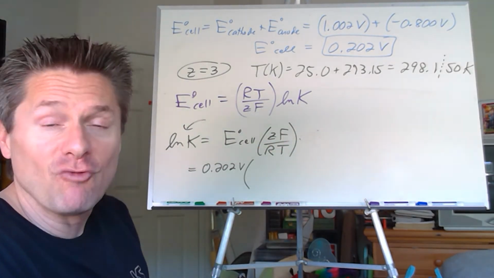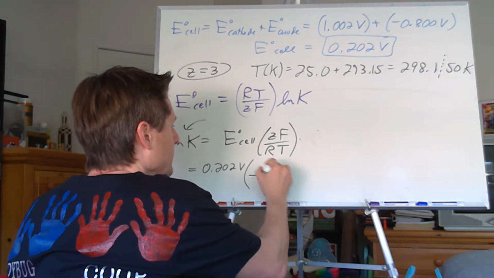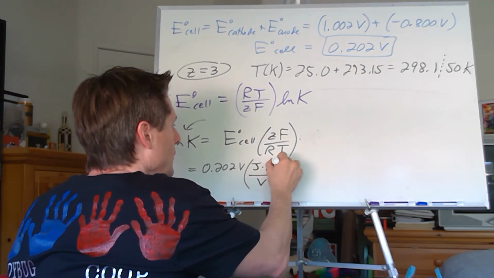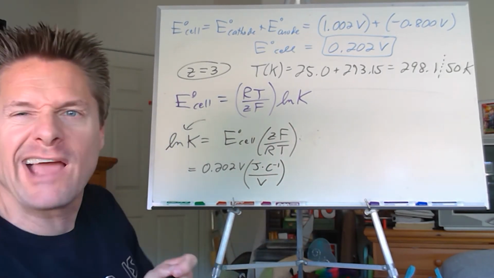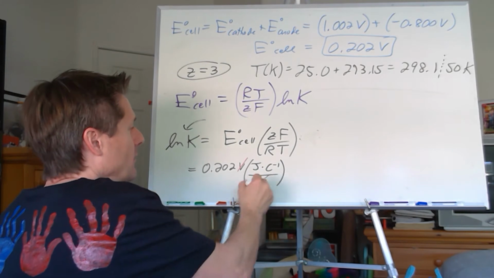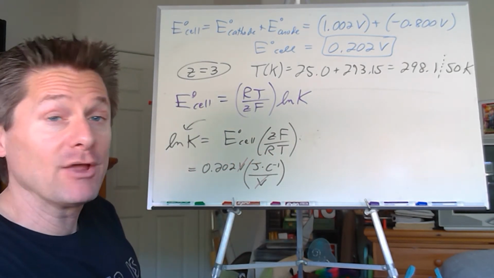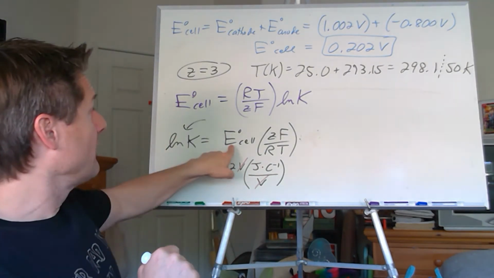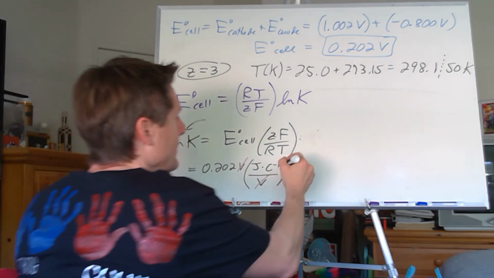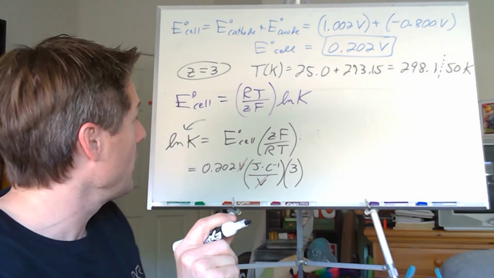You have to realize a volt is a joule per coulomb, right? So a volt is a joule per coulomb, or times coulomb to the -1 power. That allows me to cancel out volts, and then we need joules to cancel out joules in the value of R. We've got E cell. We need Z. What was Z? It was 3. Unitless numbers, the electron number.